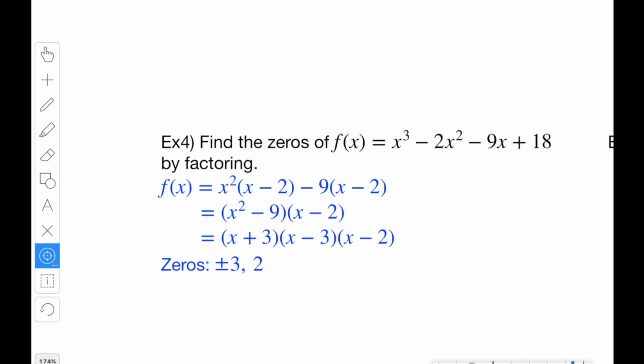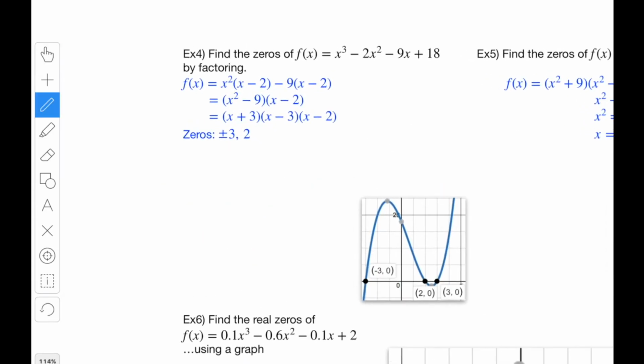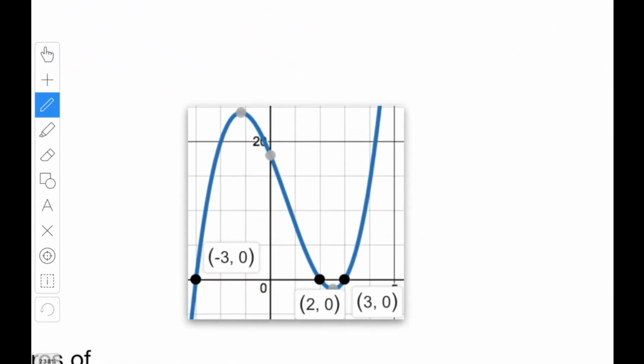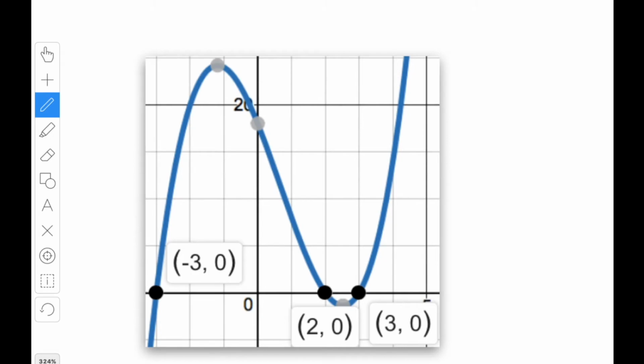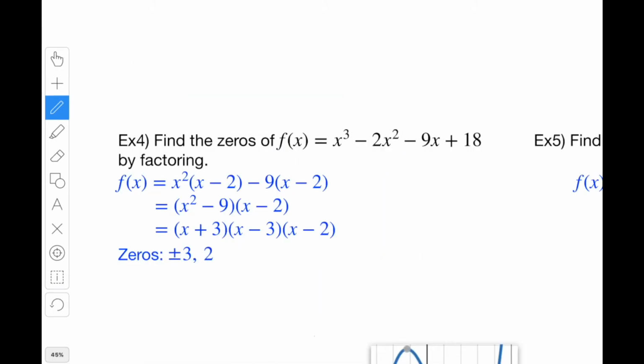What that means is if I substitute into the function either positive 3, negative 3, or 2, I should get 0 out. And since they're zeros, they should also be intercepts. And look at that, there they are. They are intercepts. And more than that, if you set this equal to 0, then they would be solutions to the related equation.